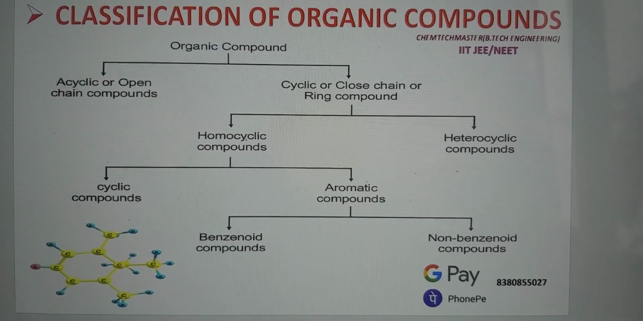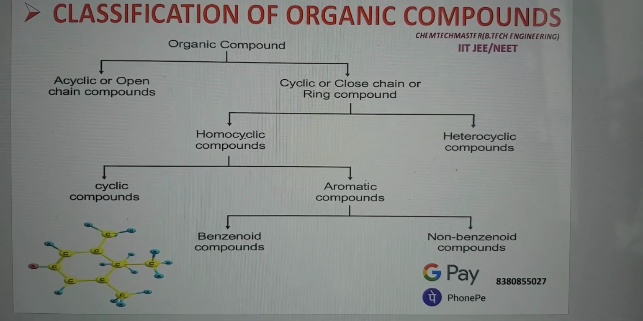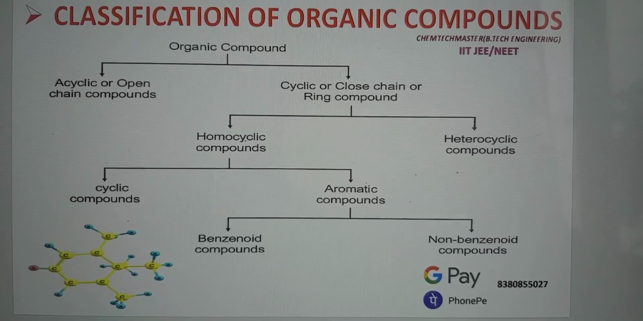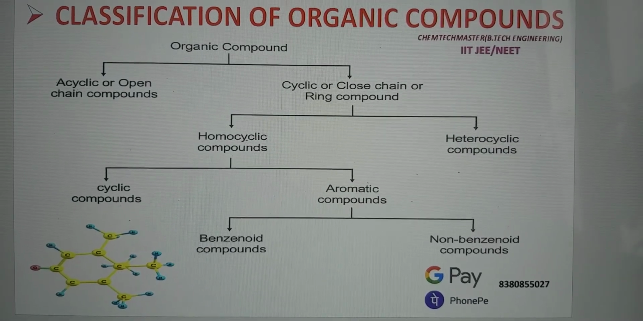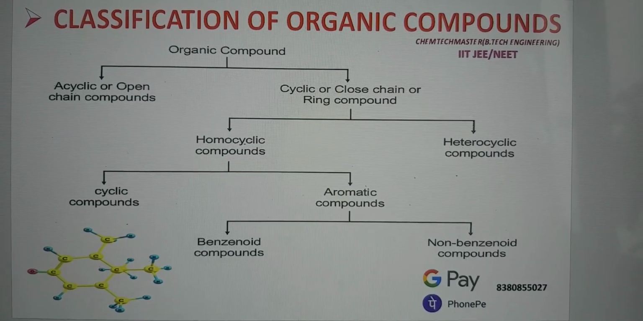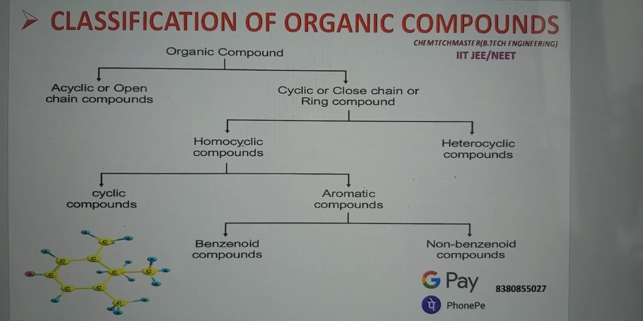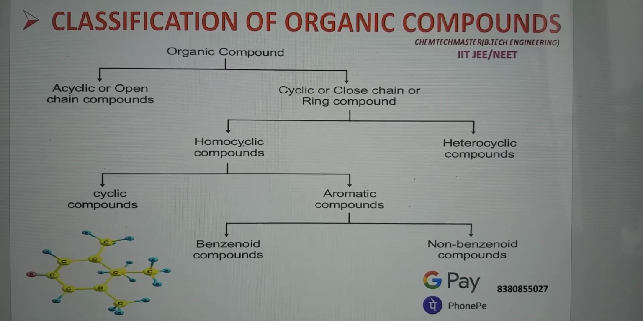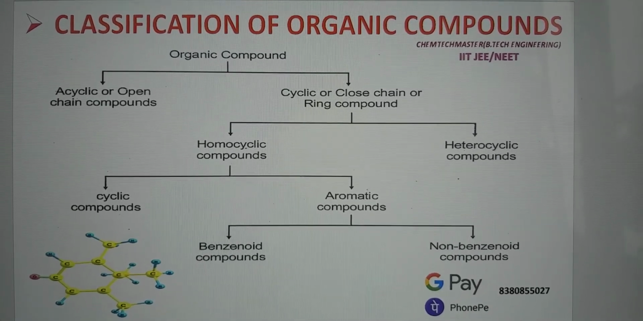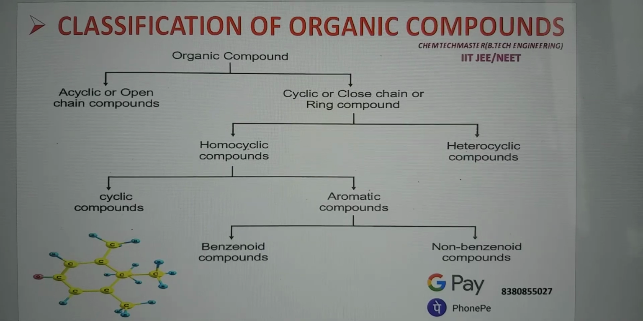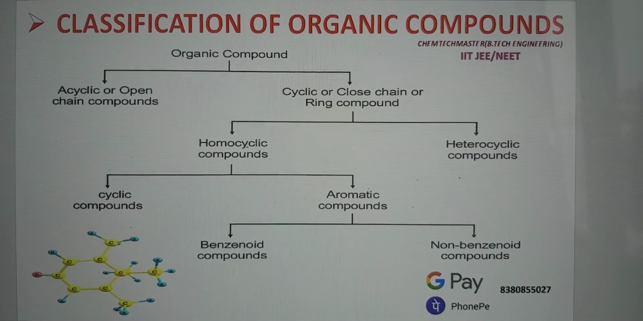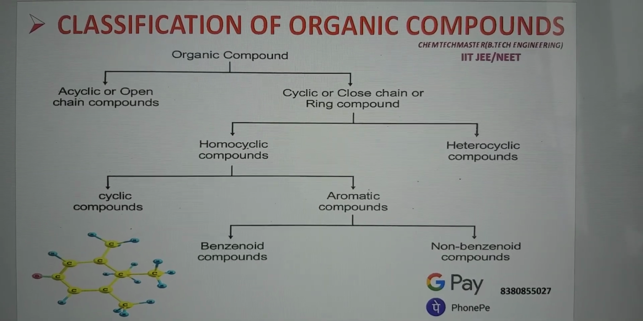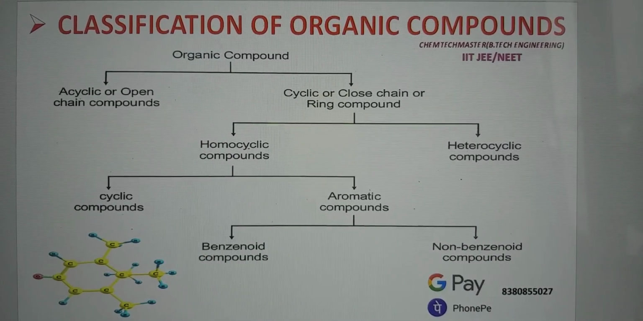Ring compounds are further classified into two subcategories. The first one is homocyclic compounds. The second one is heterocyclic compounds. Homocyclic compounds are further subdivided into two categories. First one is cyclic compounds, second one is aromatic compounds. Aromatic compounds are further subdivided into two categories. First one is benzenoid compounds, second one is non-benzenoid compounds. Let us study about each in detail.